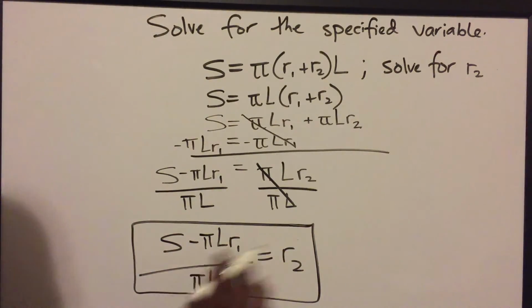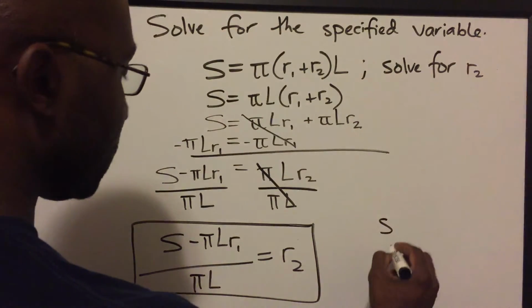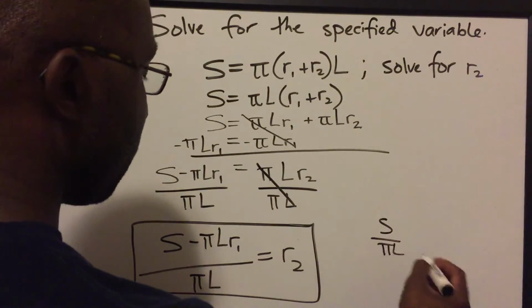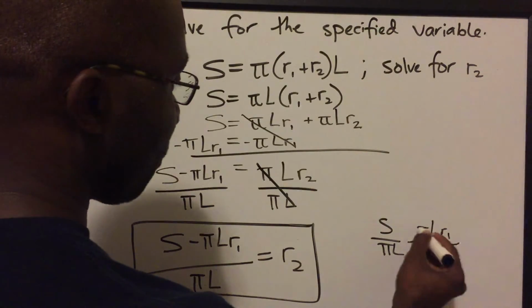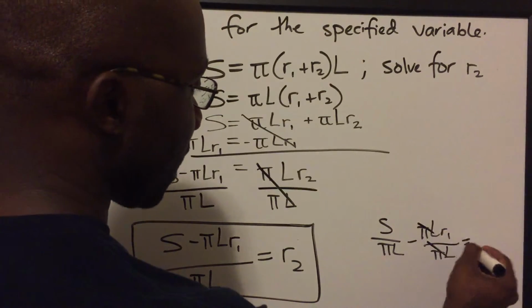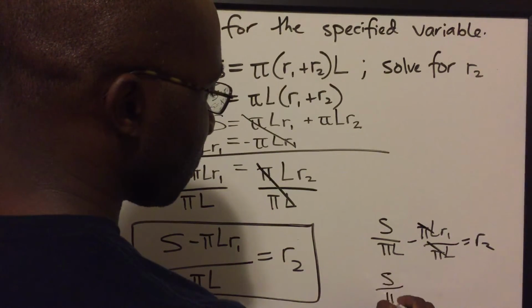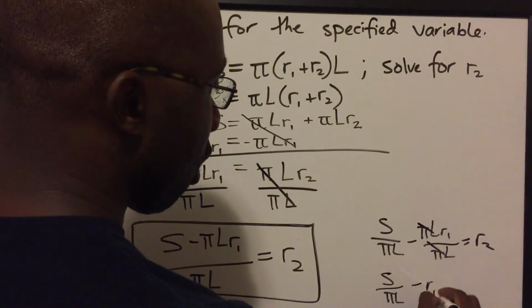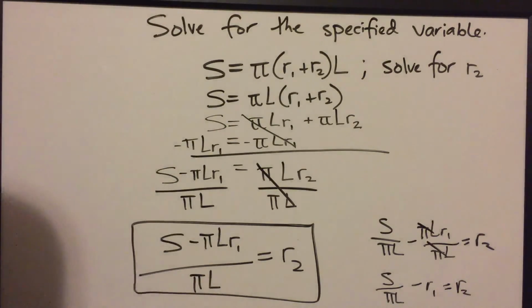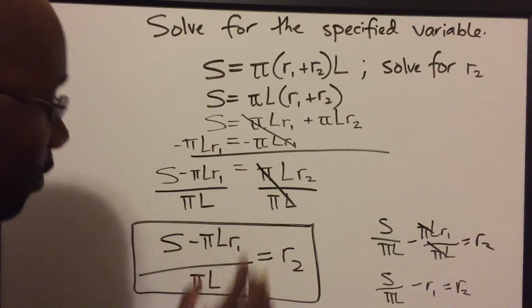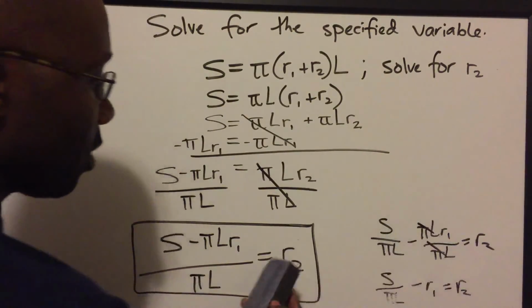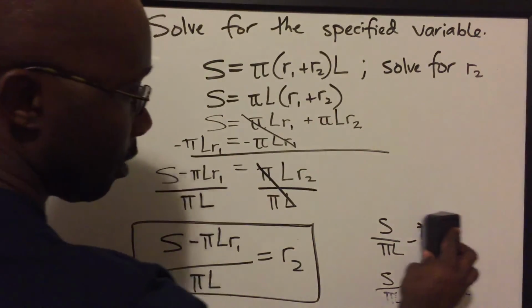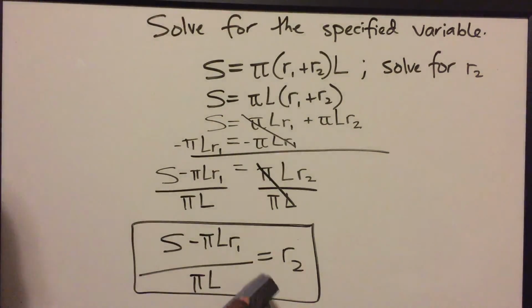Now some people would like to break this out and say S over pi L minus pi L R1 over pi L. Knowing that the pi L's are going to cancel, you then just have S over pi L minus R1 is equal to R2. You can perfectly do that. However, the book wants you to stop right here. You're perfectly fine stopping there. You do not need to go any further, so I would not recommend going further. I'm just going to erase this and say stick with this.